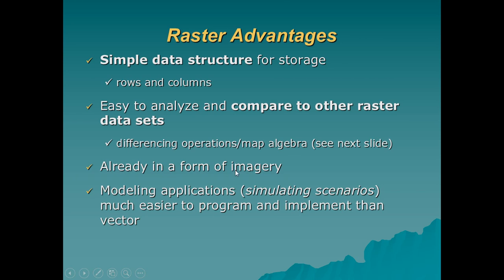Raster data already comes in an image format. Alright, for example, satellite imagery is already in an image format, which is raster. And then also your modeling applications, meaning you can actually conduct simulation scenarios using this type of data representation, that is raster representation. It is easier to do in raster than it is in vector, right? So your simulation scenarios are easily done in raster compared to vector.